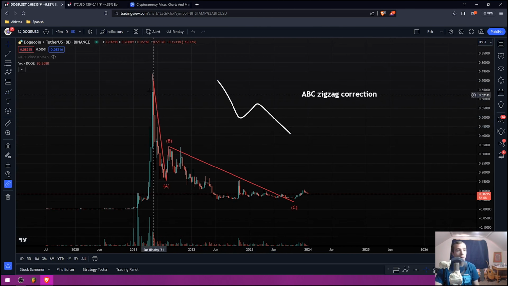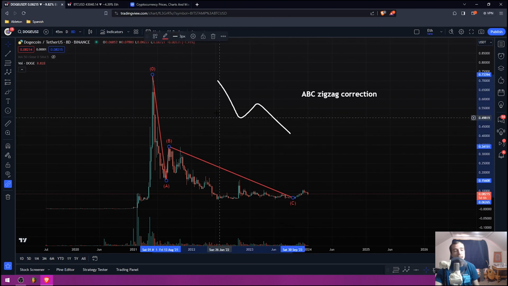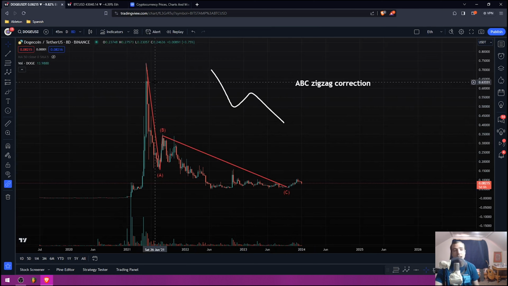The reason that we look for these corrections is because the bottom of wave C is the point of maximum financial opportunity. So buying all of that fear, ABC corrections, is a lot of fear. It's a lot of sellers. It's a lot of panic selling. It creates a complete market cycle.